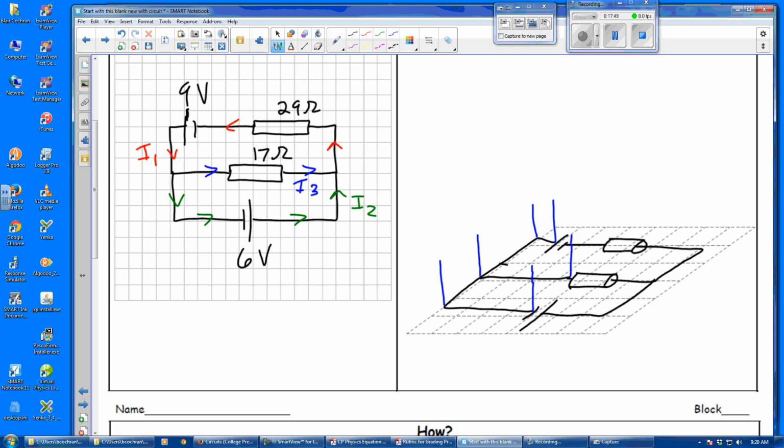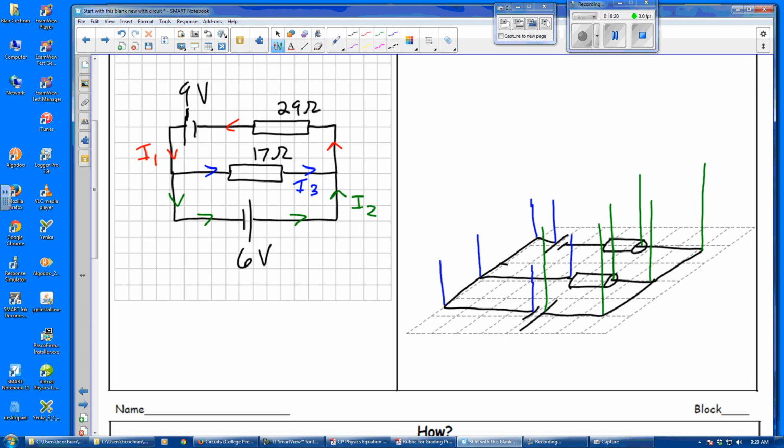And I think those are kind of close to the same length. And then I know that when it goes from the negative side to the positive side of the 6-volt battery, it's going to go up 6 volts. So that means I have to go 9 and then 6 more. So I'm going to have a lot of really tall ones over here. So now, actually, I have all my ups.